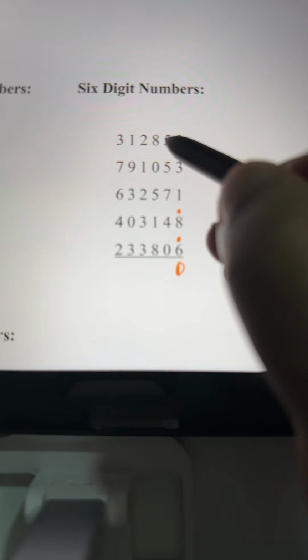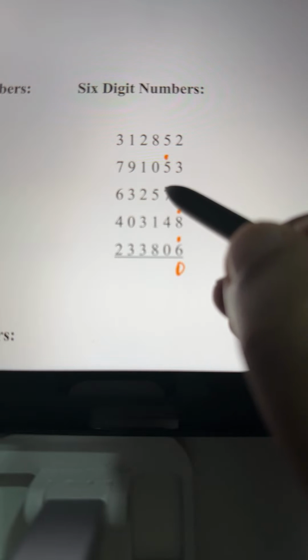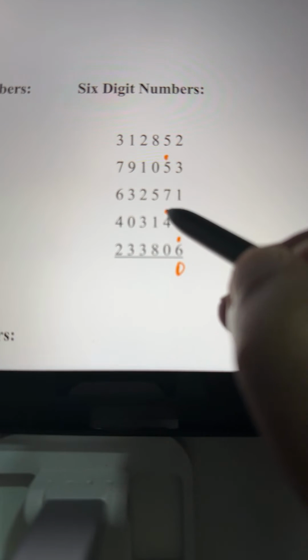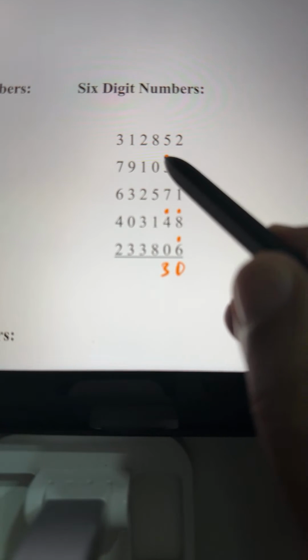We start with that 2. 2 plus 5 is 7. 7 plus 5 is dot 2. And 2 plus 7 is 9. 9 plus 4 is dot 3. So we are left with 3. 3 plus 0 is 3. We write 3 here. And we count the dots 1, 2. We start with that 2.